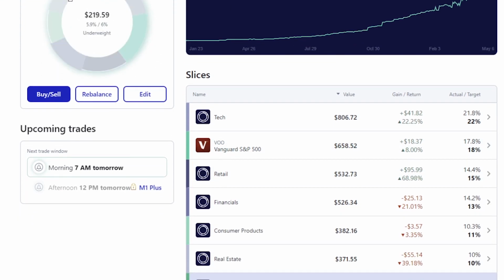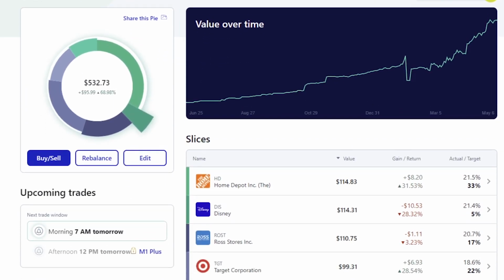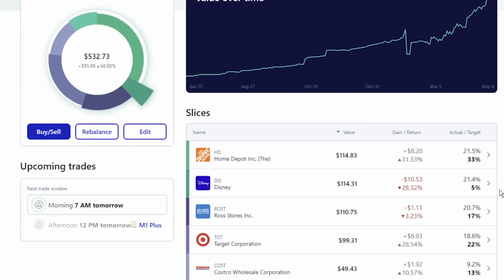And I did one here for us just to give you an example. If I go into my retail pie, you're going to see this pie looks a little different. You can see one sticking out here, Disney, and that's because I changed the percentage to be overvalued based off of the target that I would like it to have. So currently it is 21.4% of this current pie, but I would like it to be at 5%.